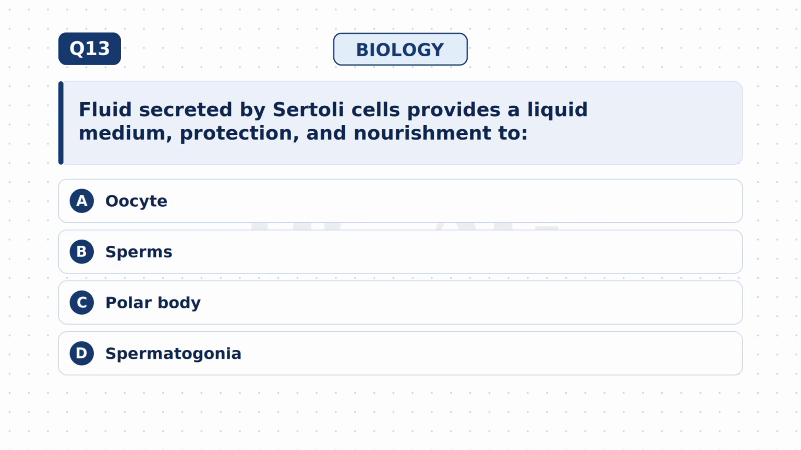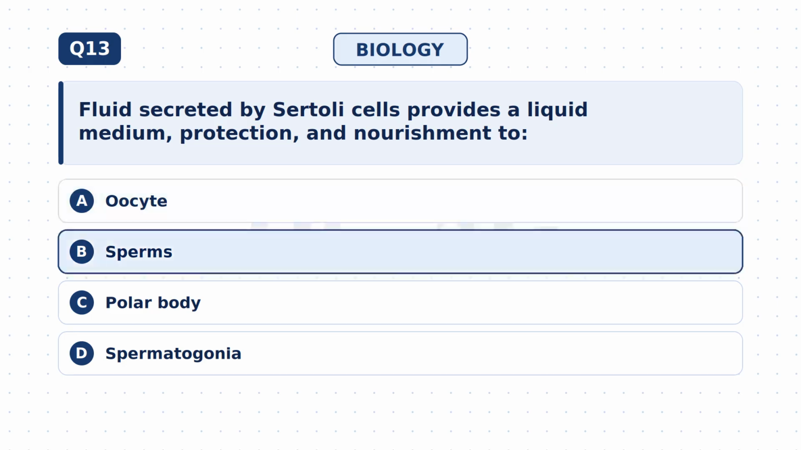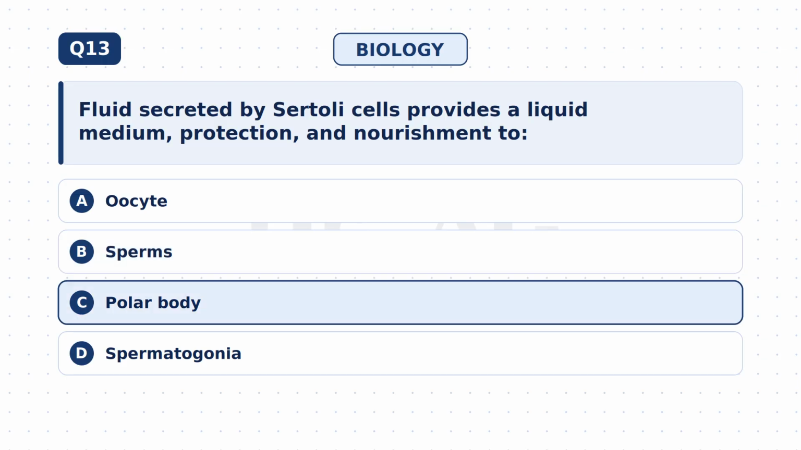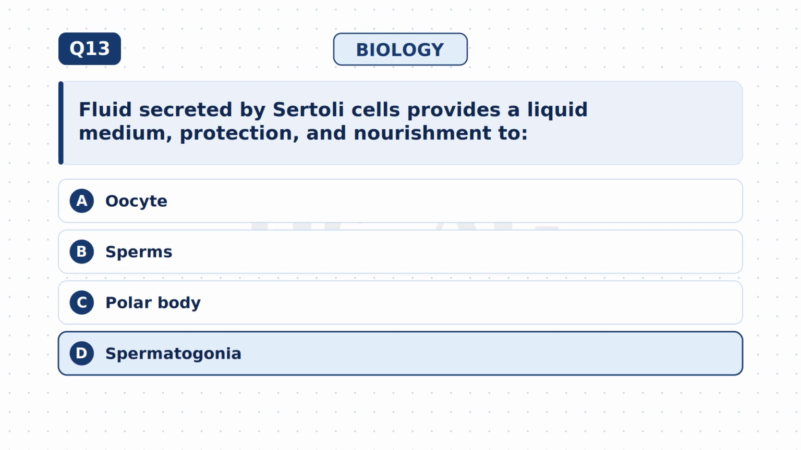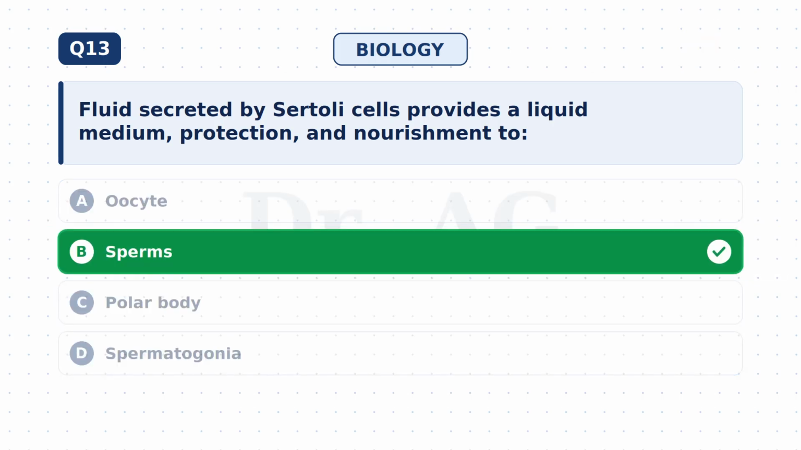Question 13. Fluid secreted by Sertoli cells provides a liquid medium, protection, and nourishment to. Option A, oocyte. Option B, sperms. Option C, polar body. Option D, spermatogonia. The correct answer is B, sperms.